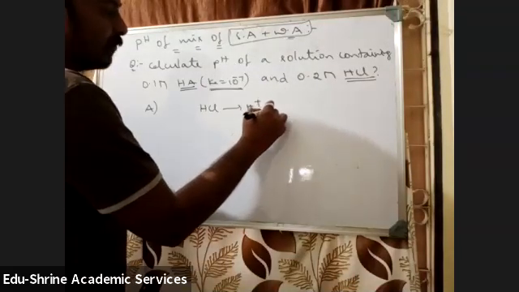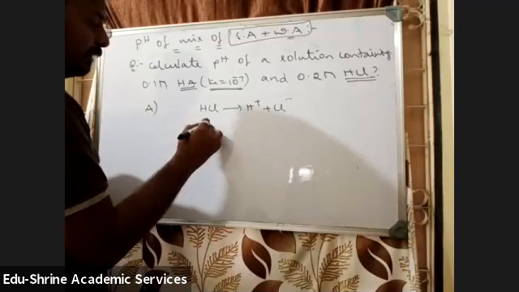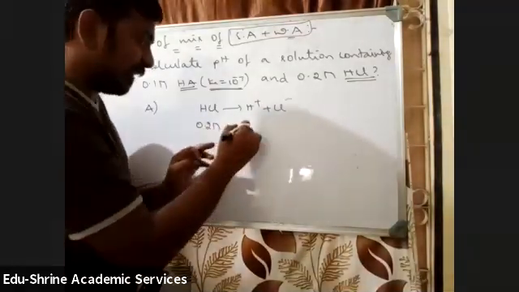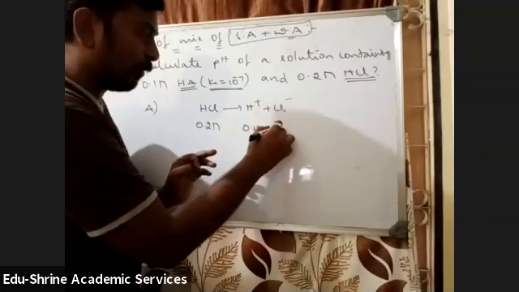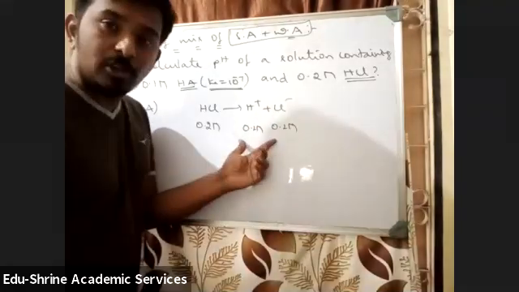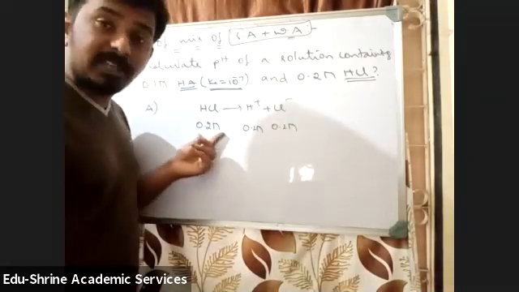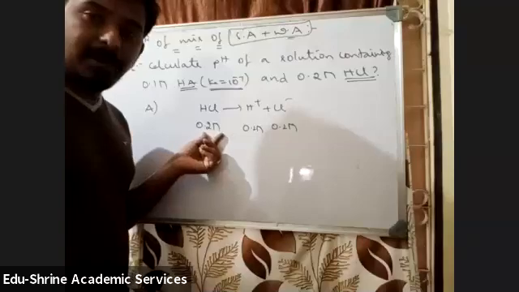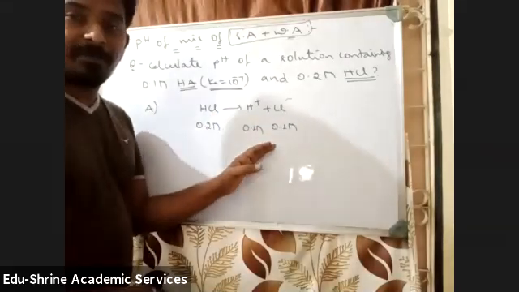From HCl, you will get H plus and Cl minus, students. If the concentration of HCl is 0.2 molar, then the concentration of H plus ions also will be 0.2 molar. Cl minus ions also will be 0.2 molar because this undergoes 100% dissociation. Whatever is there will be completely converted to products.